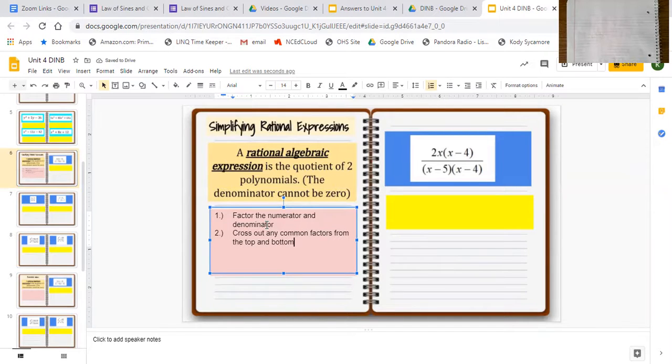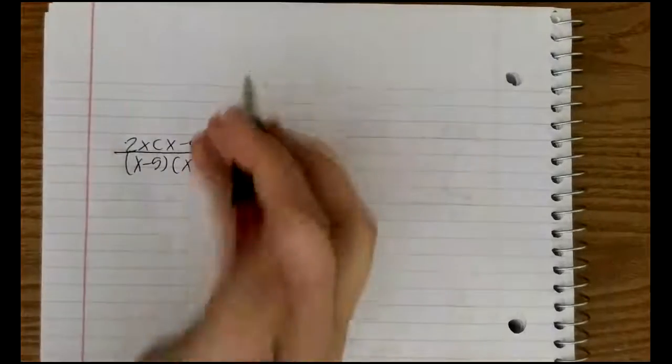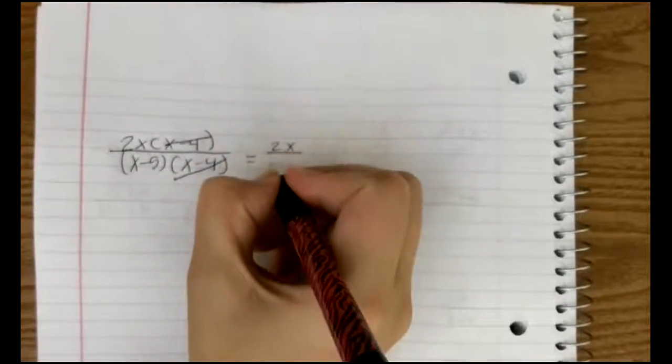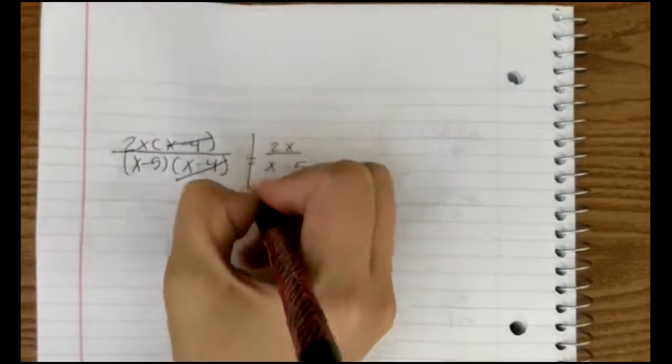So the first example there on the right, 2x times x minus 4 over x minus 5 times x minus 4. This is just an example where the factoring has already been done for us. So in this one, they've already factored the top, they've already factored the bottom, and we would just need to cross out that common factor of x minus 4, and we'd be left with 2x over x minus 5 as the final answer.